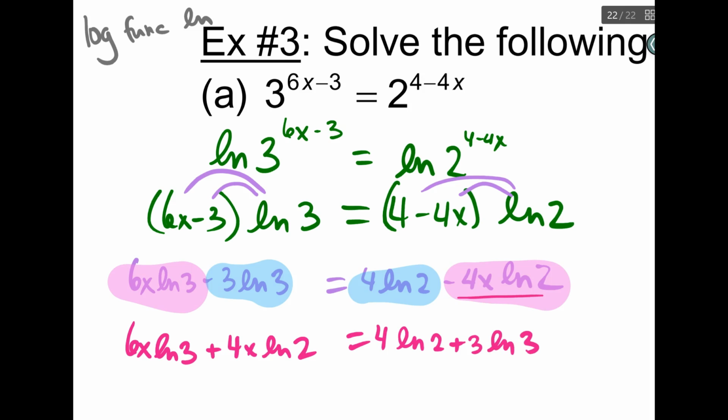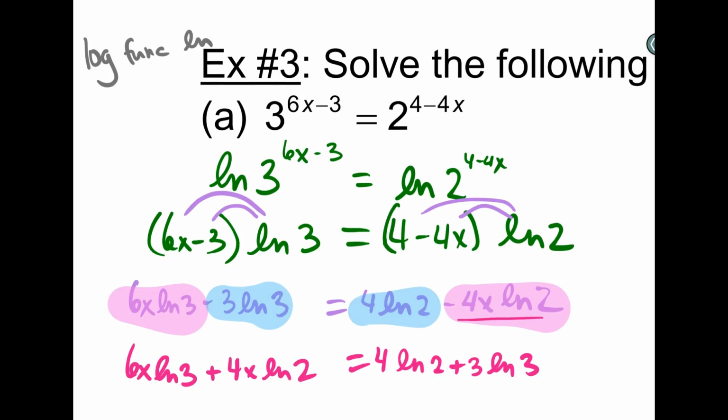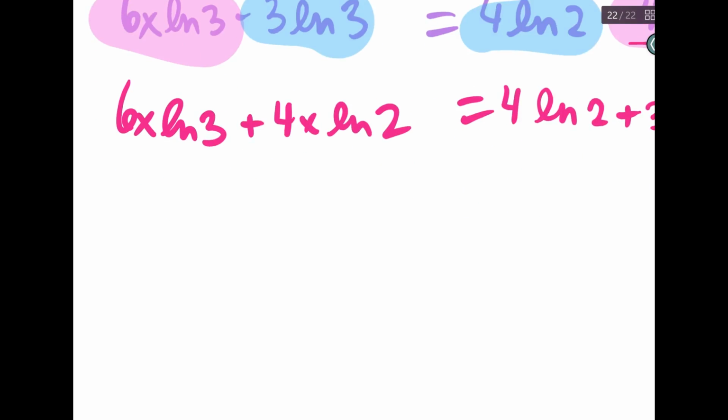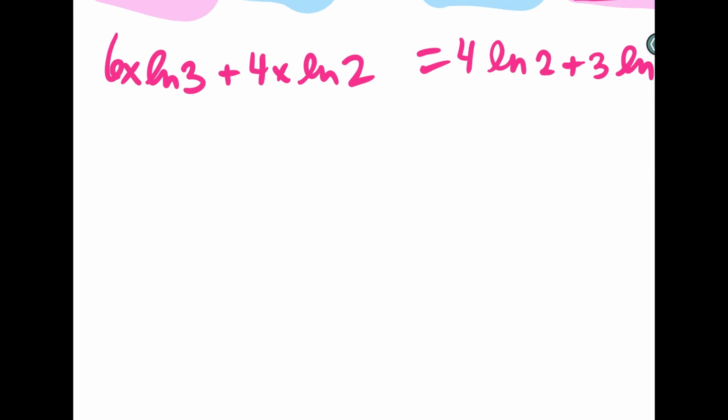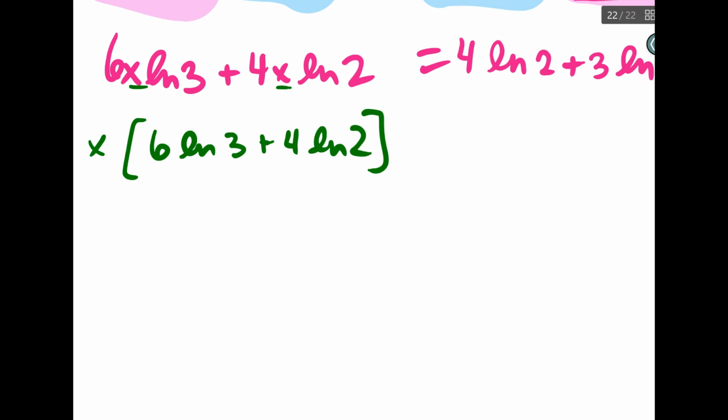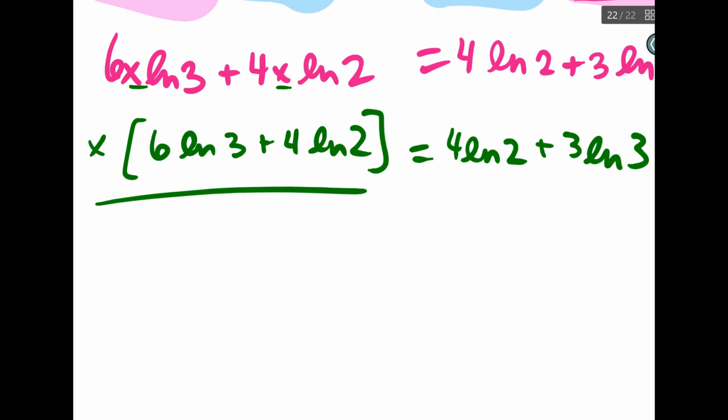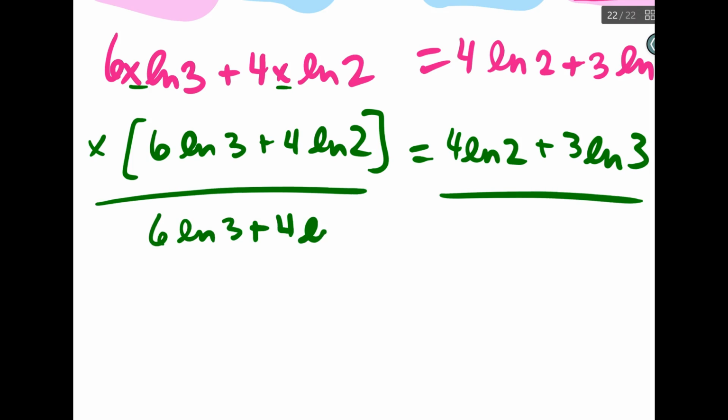Alright, so we're getting close. The whole issue is I'm trying to solve what x is equal to, get x by itself. So is there a common factor? Yes, I can just pull the x out front. So I have 6 ln 3 plus 4 ln 2. The right side's the same, 4 ln 2 plus 3 ln 3. And I'm just going to divide both sides by 6 ln 3 plus 4 ln 2.